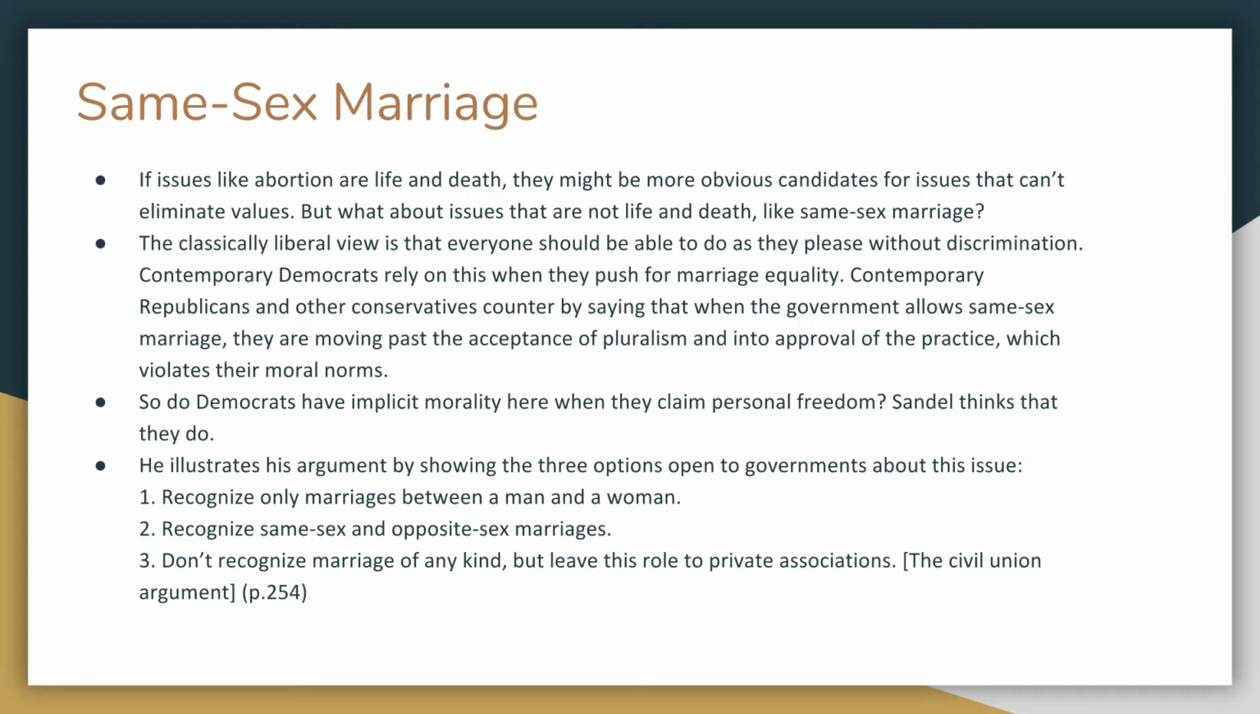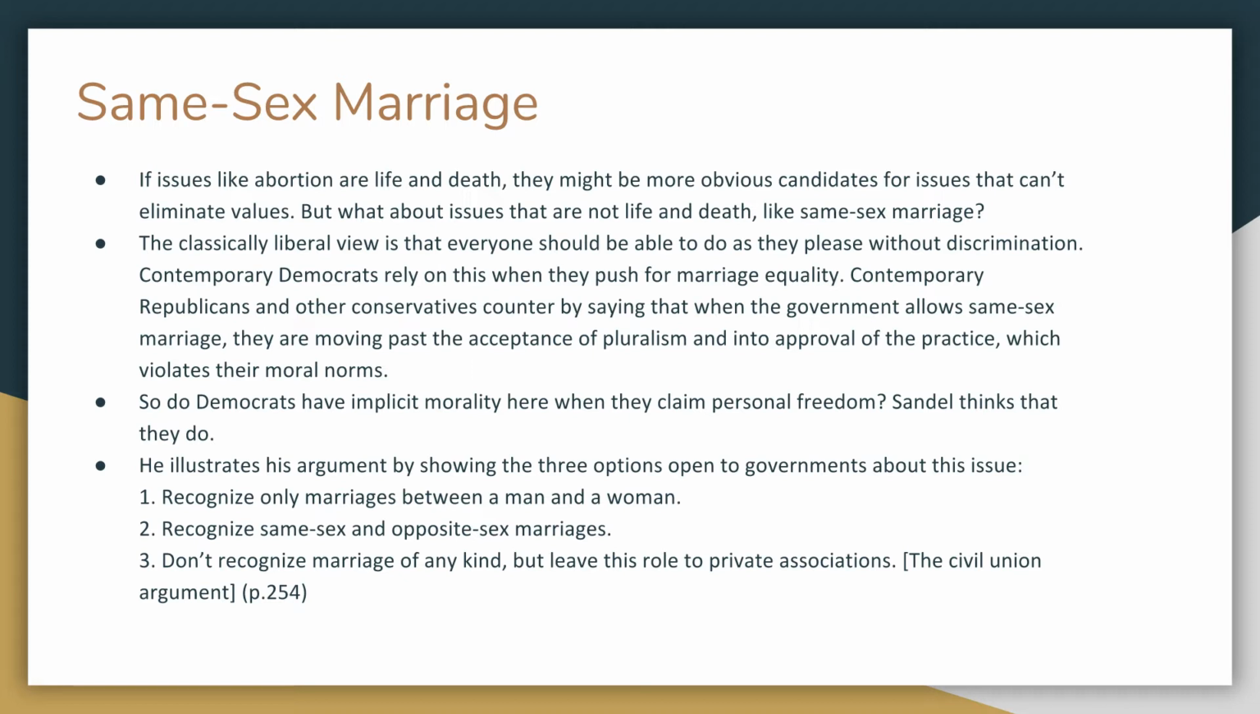Regardless, the classically liberal view is that everybody should be able to do as they please without discrimination from the government. And contemporary Democrats, now remember, contemporary Democrats and Republicans both still have this underlying classical liberalism, where they both believe in individual liberty. But in this specific instance, Democrats are the ones that make the classically liberal argument that the government shouldn't discriminate and everybody should be able to do as they choose.